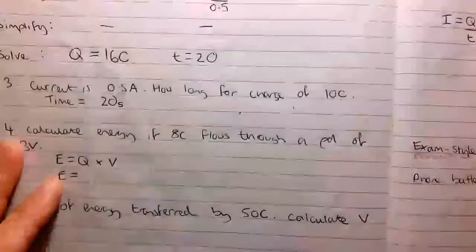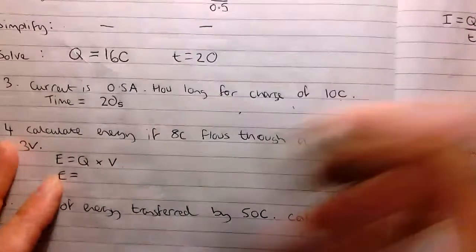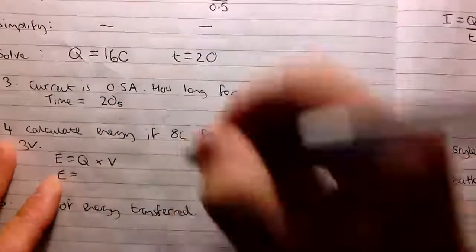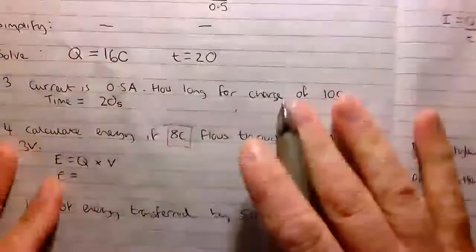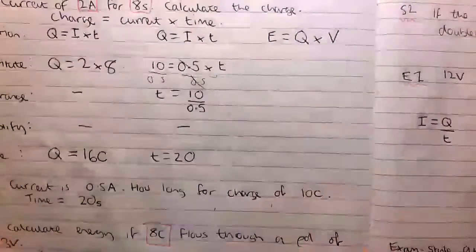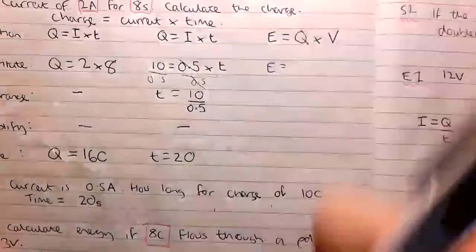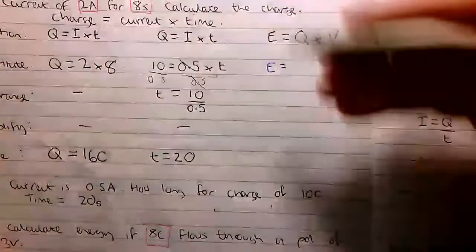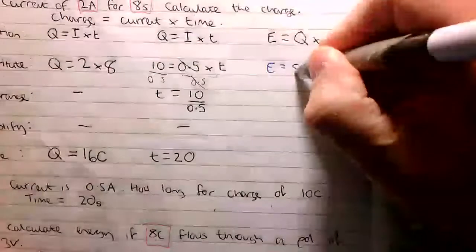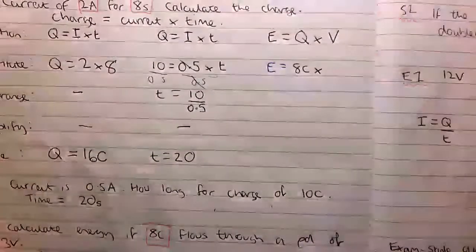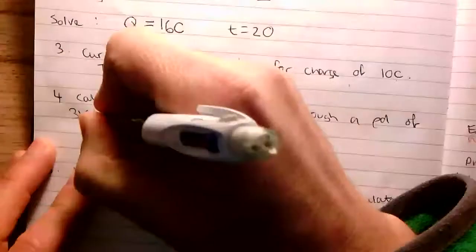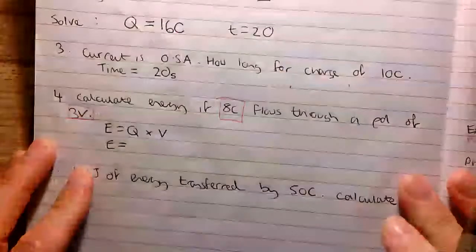Looking at my question down here, have I got an amount of charge? Scan through the question. Yes, I've got 8 coulombs there. So back up there in my working out area, my energy, I'll change that for consistency, was 8 coulombs multiplied by. Did they give me an amount of voltage in the question? Bingo bango, there's 3 volts down there.